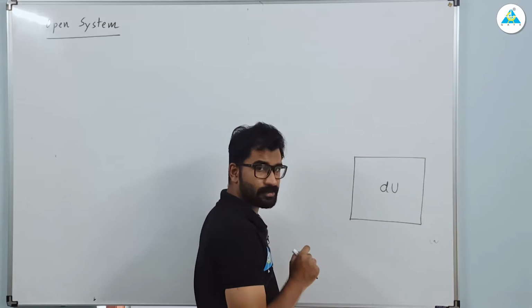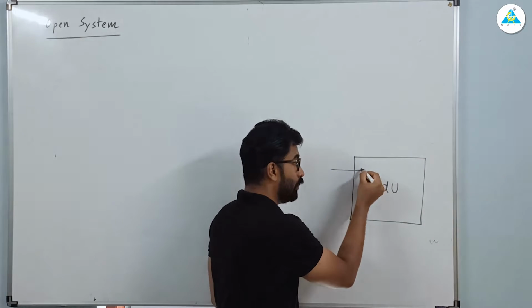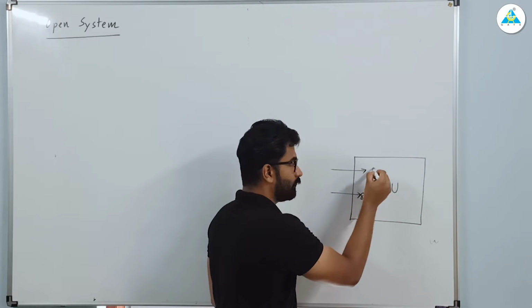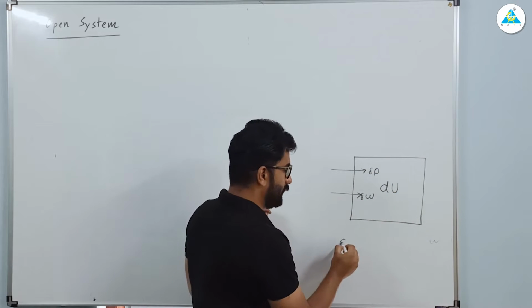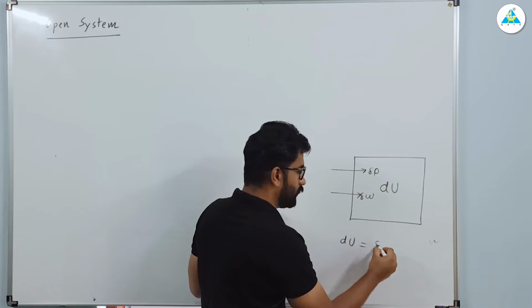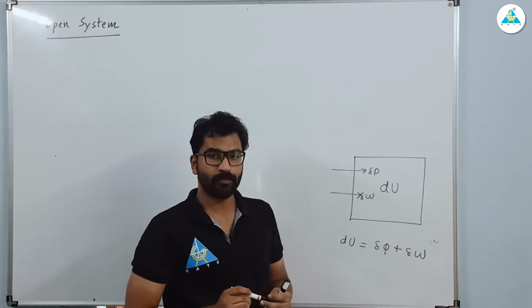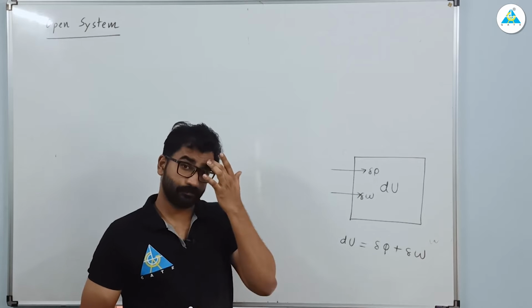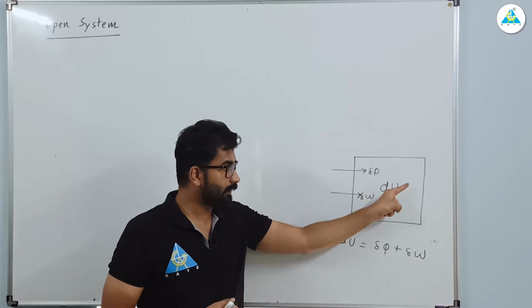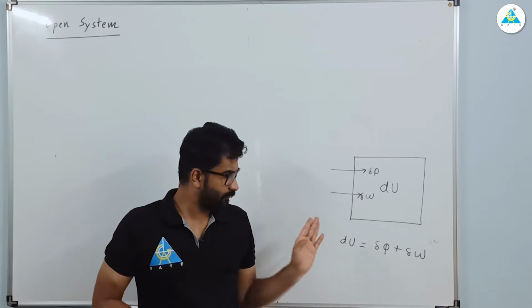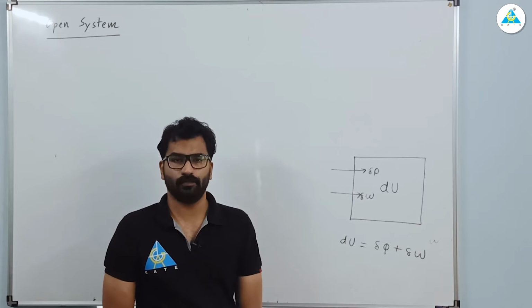You can see here, we told that the internal energy change of the closed system is due to work transfer and heat transfer, right? We wrote du is equal to del q plus del w. This was the equation for a closed system, the first law: the internal energy change was due to heat transfer and work transfer, du is equal to del q plus del w.